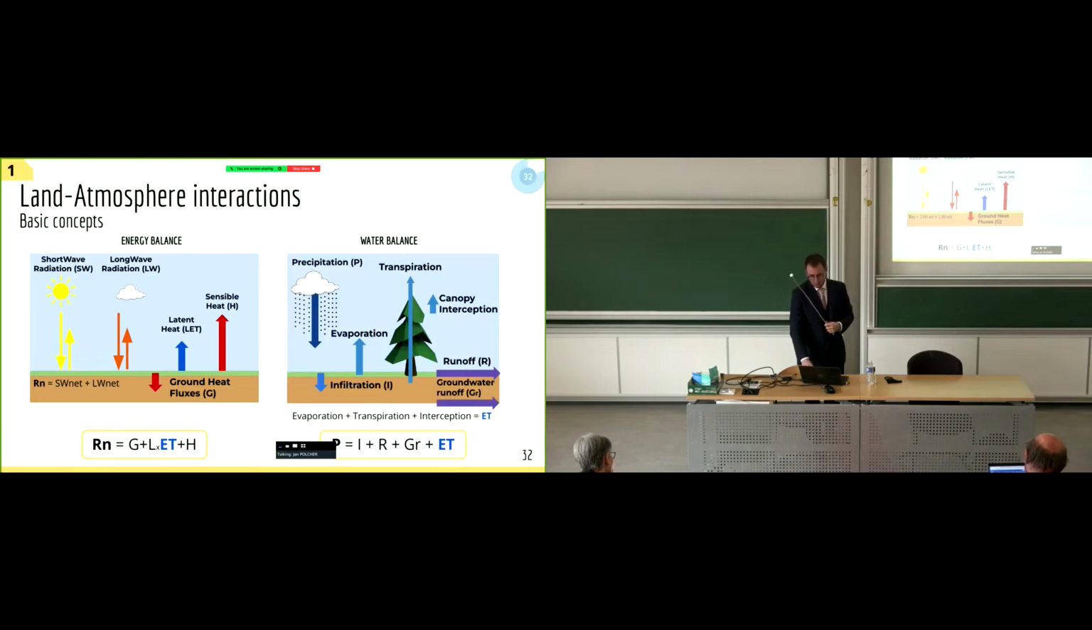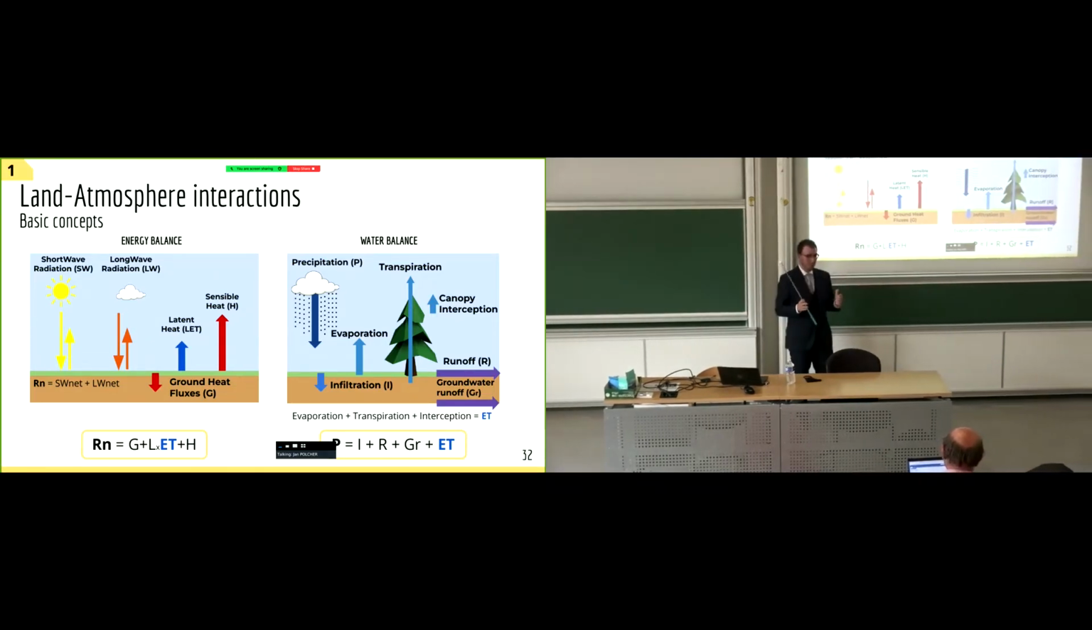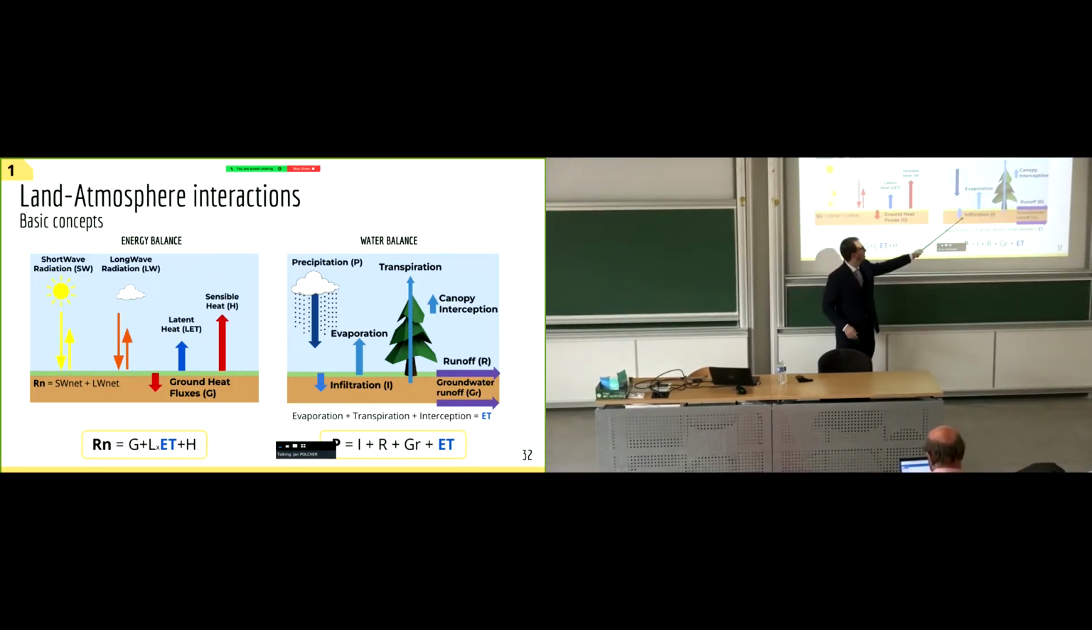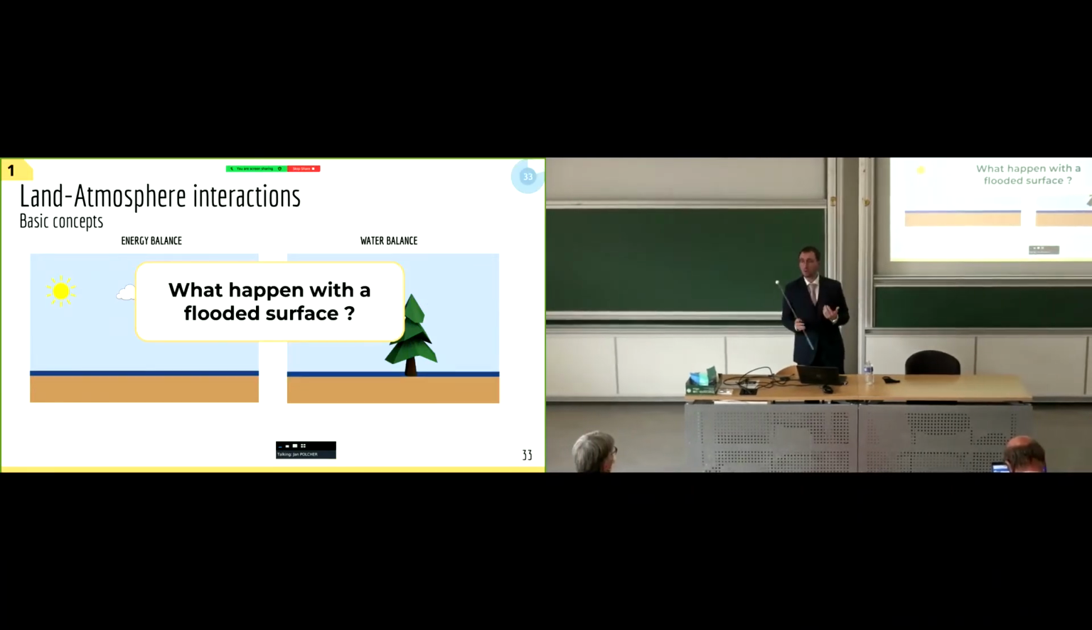Then you have the water balance, so you have the income of water from the precipitation. Then the water can infiltrate, it can evapotranspirate, which can be by direct evaporation, transpiration, which is the evaporation through plants, or you can also have the evaporation of the water on the canopy. Then this water can be laterally transported by runoff and groundwater runoff. So now the question is, what happens with a flooded surface?